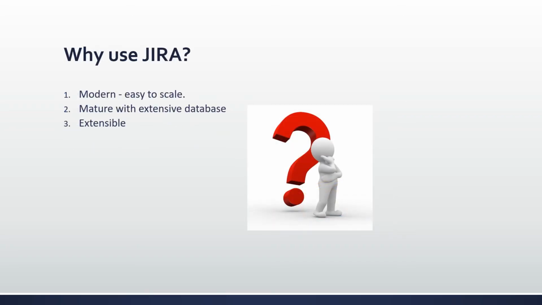So why use JIRA? Well, it is modern, and Atlassian releases updates each month. So there's a lot of updates that happen, and they're pretty frequent. It's also very easy to scale. It is a mature tracking tool because it's been around for a while, and it has an extensive database of tools and is extensible through Atlassian's products and third-party vendors. They're constantly updating it, and if you see any issues or you have suggestions, they take that into consideration and add it to the tool, thus adding to the extensive database of tools that are available once you actually have JIRA.